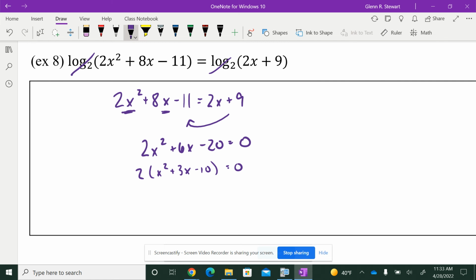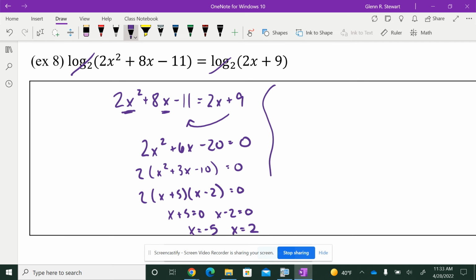Once we get to this point, we do want to factor. So it's going to multiply to give me negative 10 and add to give me 3. That's x plus 5 and x minus 2. So then if we solve this by setting them both equal to 0, x is equal to negative 5 and x is equal to 2.